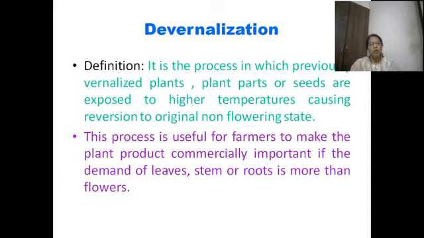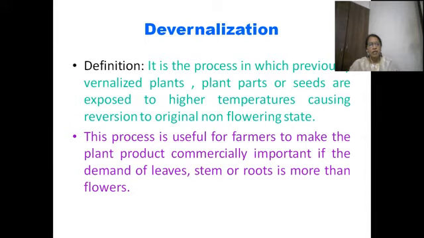So both these, photoperiodism and vernalization, can be exploited in polyhouse conditions and allow off-season flowering and fruiting in the plants. So it can be used for increasing the commercial varieties. Now another mechanism which occurs in the plant is called devernalization. Devernalization is the exact reverse of vernalization.